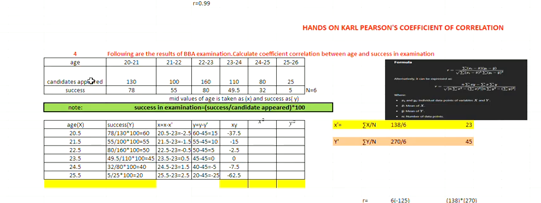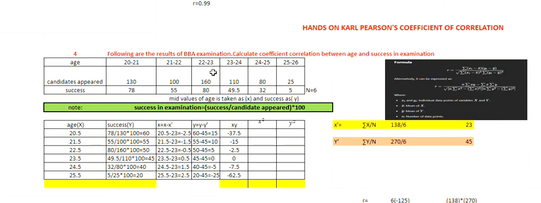So what is x? It is the age, and what is y? It is the success rate. In order to find the relationship between the two, we use Karl Pearson's coefficient of correlation. In this problem, we will try to establish how much age is related to success. I have taken x as age because that is the main factor. Candidates appeared matters, yes, but the y value we have taken as success because we want to find how success relates to age. So I have taken this as x and this as y.